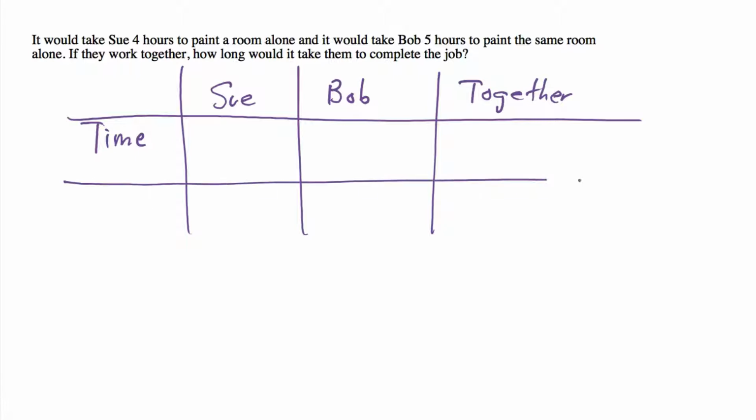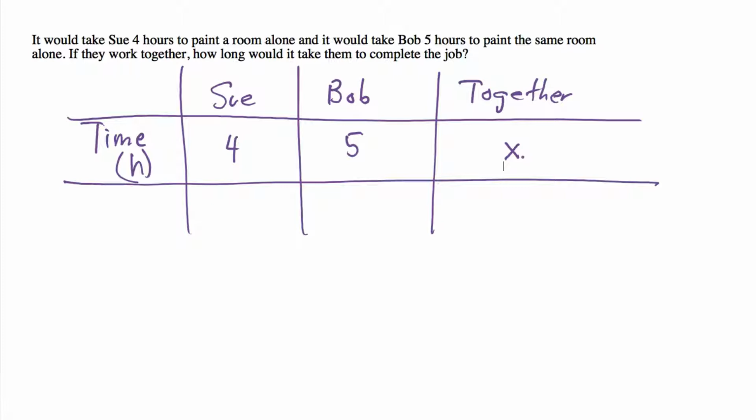A chart is often a good way to do this, although not completely necessary. The time in hours: Sue takes 4 hours to do the full job. It takes Bob 5 hours to do the full job. Together, well, we don't know. It's going to take them x hours together, knowing, like we said, that x is going to be less than 4 hours for sure.